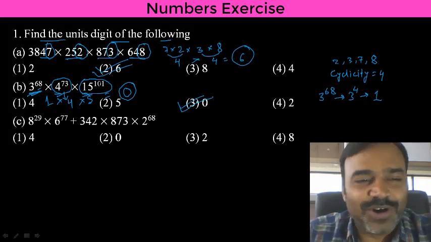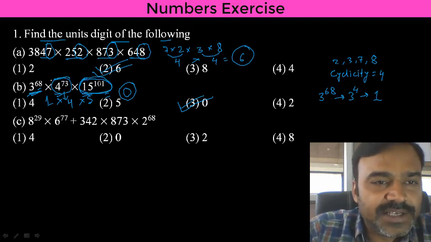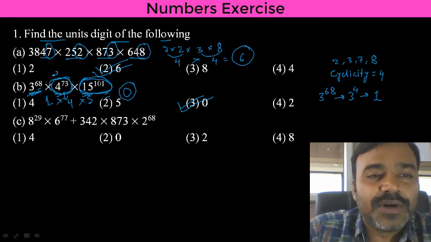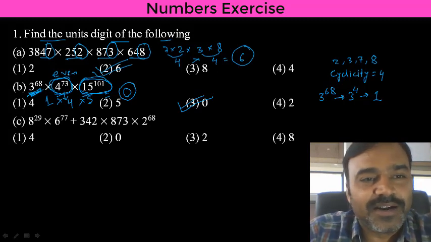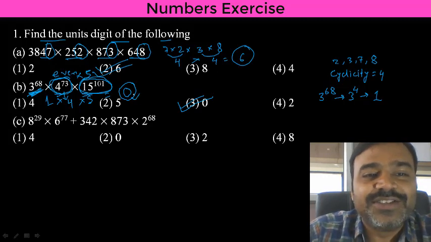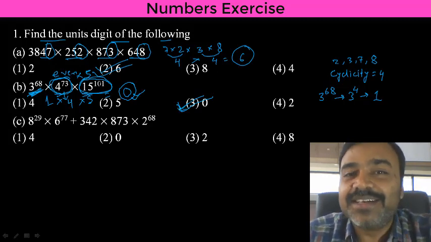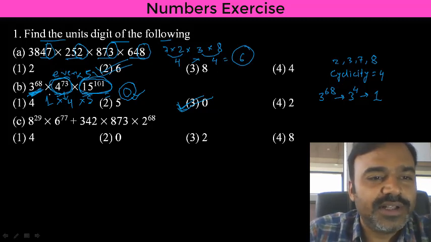Now, instead of doing all this, you can see that this is a number that is a multiple of 5. And 4 raised to 73 is an even number. So whatever 3 raised to 68 is, it does not matter. Any even number into any number ending in 5 has to end in 0. So you can directly say the answer is the third option. But just to make it clear, I have solved it entirely.